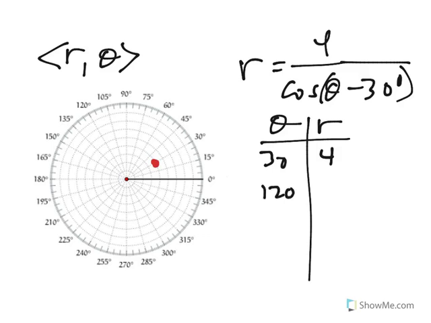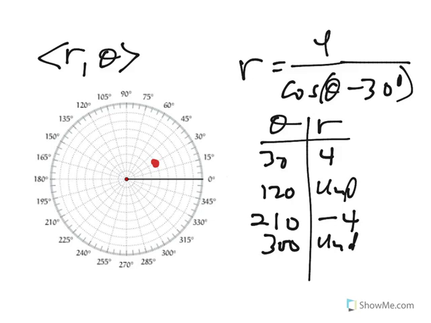There are certain undefined values. If I put 120 in, cosine of 90 is 0, and cosine of 270 is also 0. So if I put 120 or 300 in, I'm going to get undefined. If I put 210 in, I get cosine of 180, which is negative 1, so that would become negative 4. But 210, negative 4 is actually the same point over here. One more I'll put in is 90, because if you put 90 in, you get 4 over cosine 60. Cosine 60 is 1/2, so you get 8. So 90 is up here.